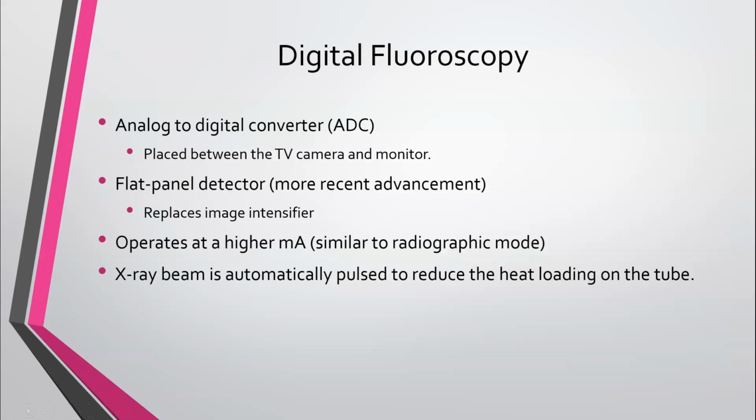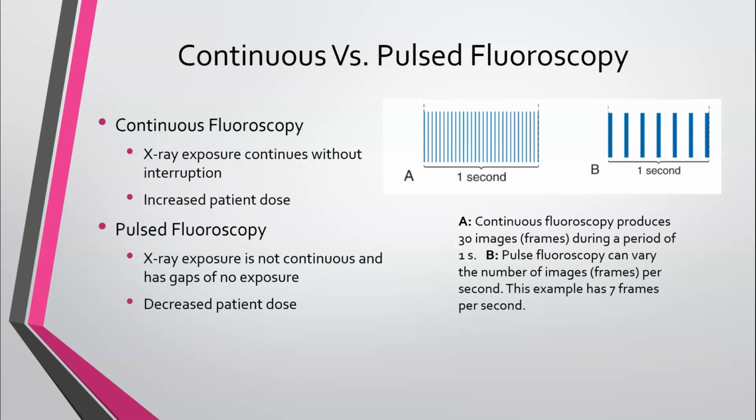So digital fluoro, analog to digital converters, right? We need the ADC placed between the television camera and the monitor. Flat panel detectors are more recent advancements and replace the image intensifier, which is really cool. They operate at higher mA, similar to radiograph. The X-ray beam is automatically pulsed to reduce the heat loading, so that is different compared to an II, the image intensifier. With digital fluoro, it's pulsed all the time.